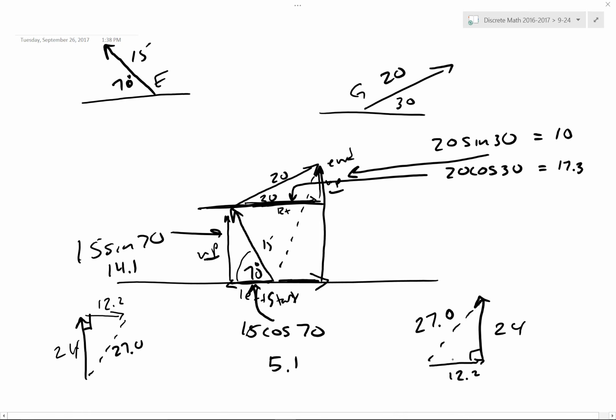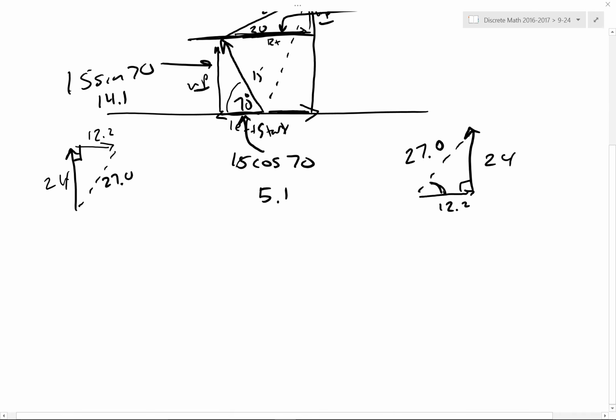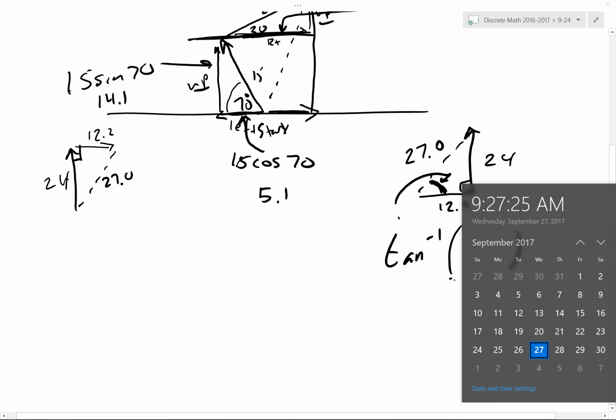Now, question. This angle right here, how would I find it? This angle right there, how would I find it? This one right here, that guy right there. How would I find it? So here's the deal. It's always inverse tangent. Always, always. Who over whom? The way I've drawn this picture right now.